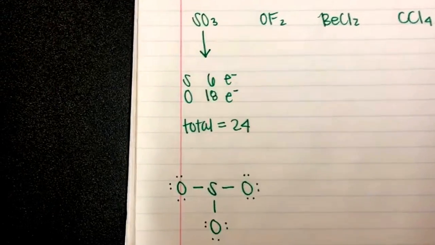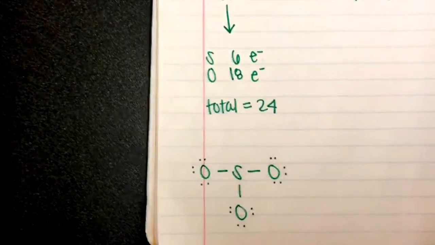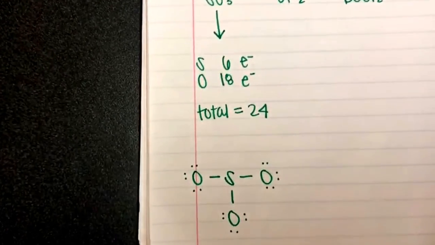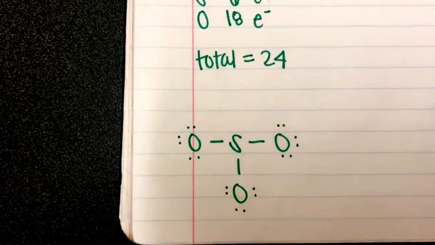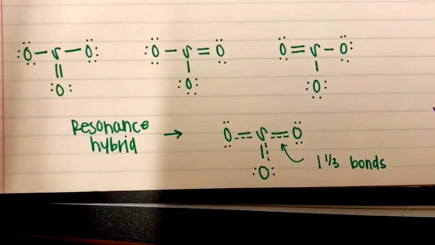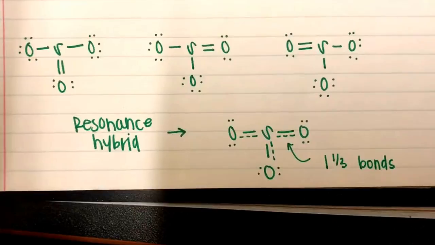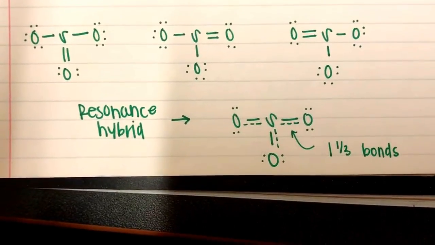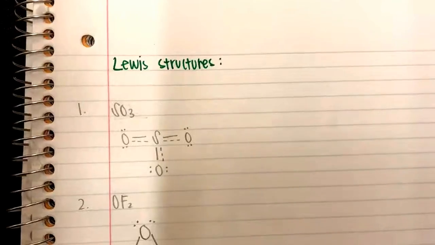Sulfur is the least electronegative, so it will be in the center of this Lewis structure. First, you're going to connect the sulfur to the 3 oxygens, and then you're going to fill the outer oxygens until you reach 24 electrons. Something to note about SO3 is that there are 3 Lewis structures. This will result in a resonance hybrid, creating a 1 1/3 bond between every oxygen. These are your Lewis structures for all 5 molecules.